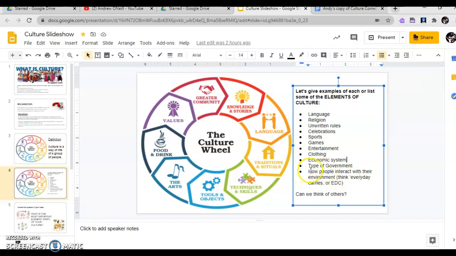Think about how people interact with their environments. I have this thing called EDC, everyday carries. When you live in a big city, you take an umbrella with you because the climate or the wind can change quickly. Think about what people carry in their pockets every day and how that differs depending on the culture you're in. What if you're going to the beach or the mountains, would you have the same things in your pocket? That's something I think about.